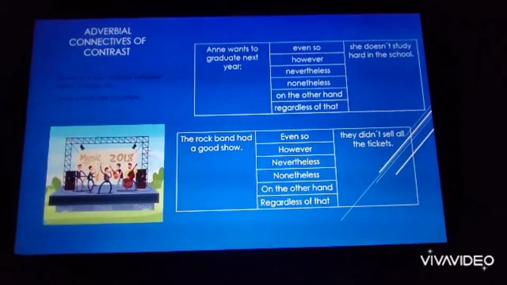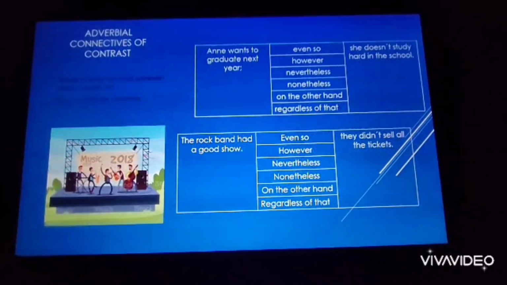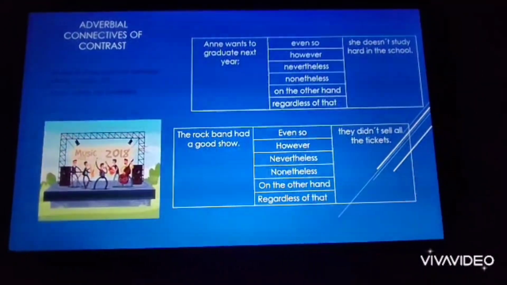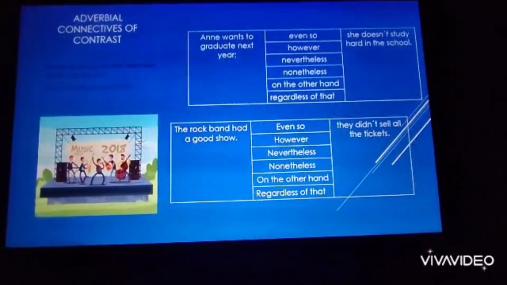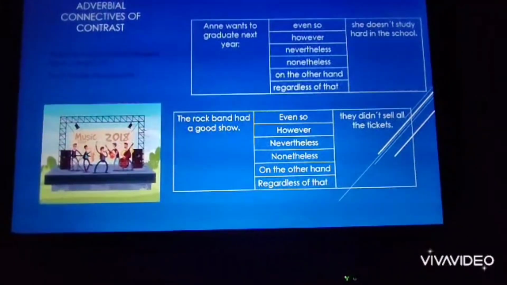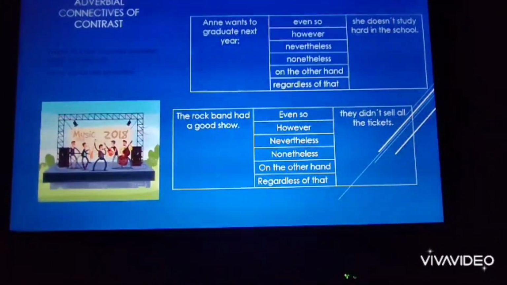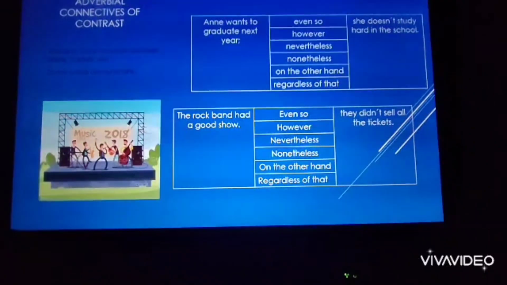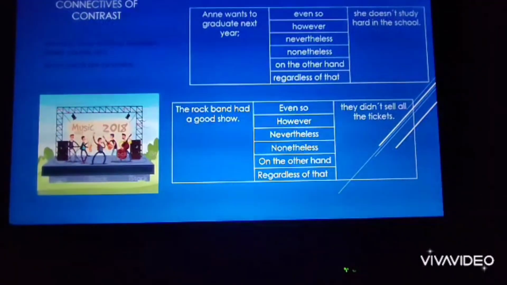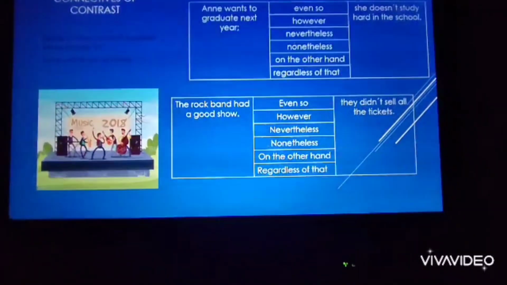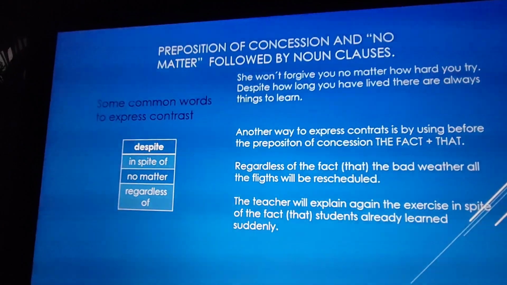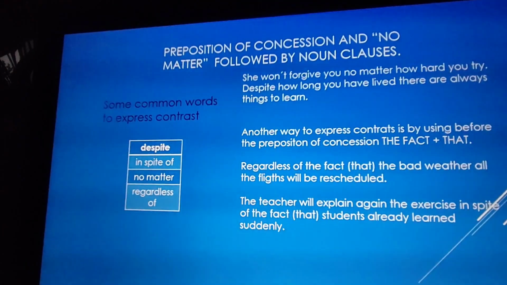The rock band had a good show. Even so, or maybe however, nevertheless, nonetheless, or on the other hand, or regardless of that, they didn't sell all the tickets. In this case, the principal meaning of these adverbial connectives is only to make a contrast in the sentences, maybe a cause and effect. Okay. Let's continue with the next grammar.